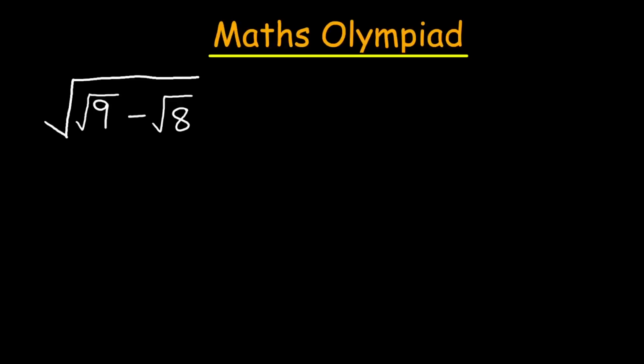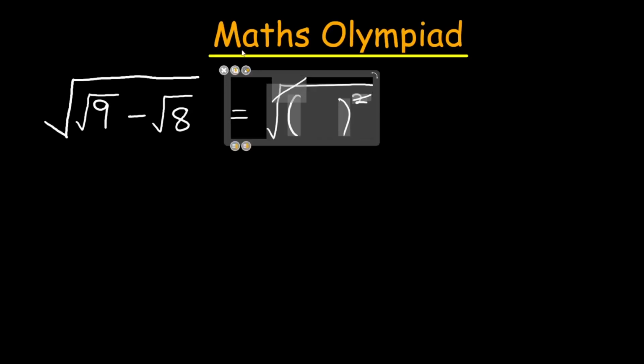Here is an interesting question in Olympiad. We are to simplify this radical. The way you would want to go about this is by expressing the radicand as a square. If I have a square root here, the way I would want to remove this square root is by rewriting the radicand as a square, so that at the end of the day the square root cancels off the square.